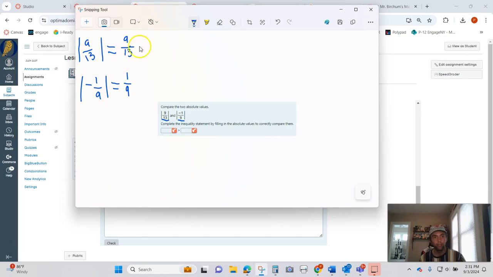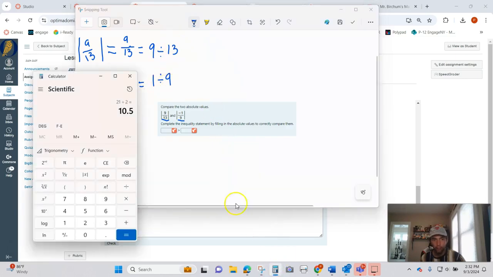Now let's compare these fractions and see which one's bigger. I can't tell which one's bigger because my brain doesn't work in fractions. My brain works in decimals. So I'm going to try turning these fractions both into a decimal. Do you remember how to turn a fraction into a decimal? Yes, that is correct. Top number divided by bottom number will turn any fraction into a decimal. So 9 divided by 13, 1 divided by 9.